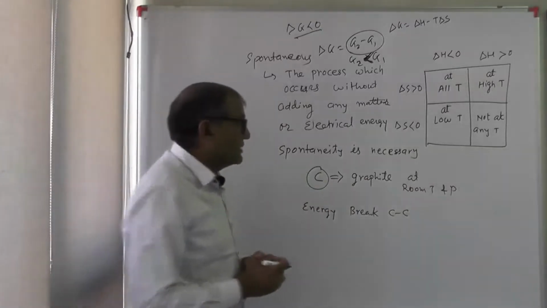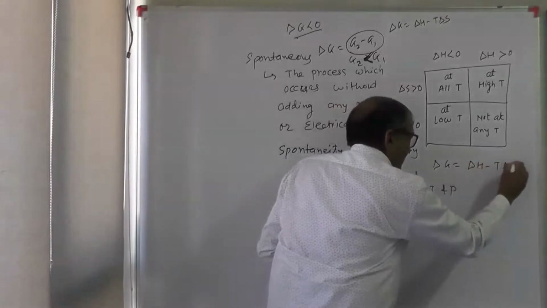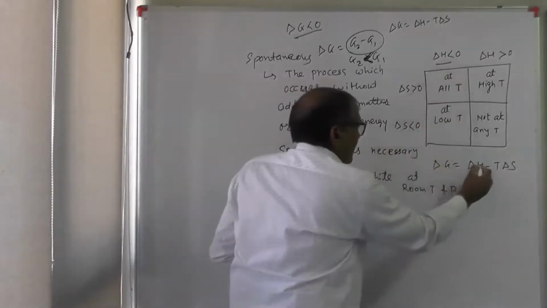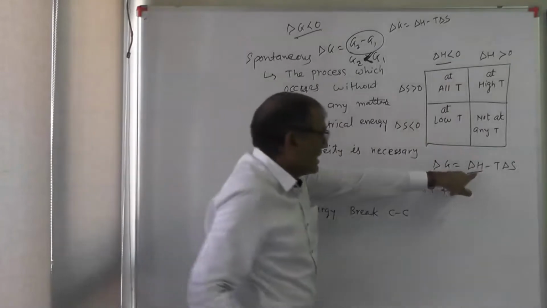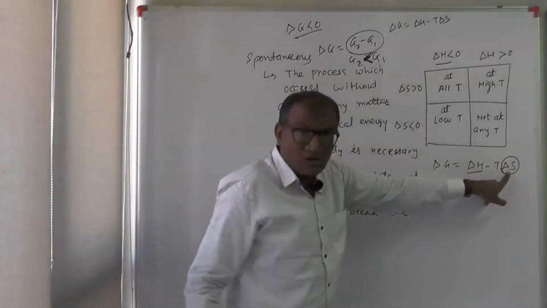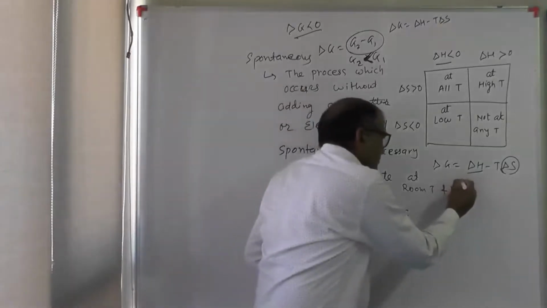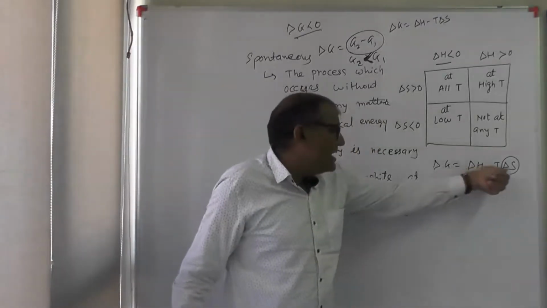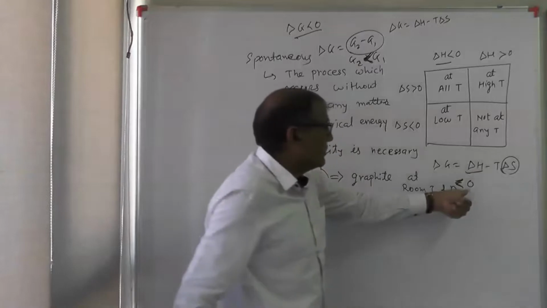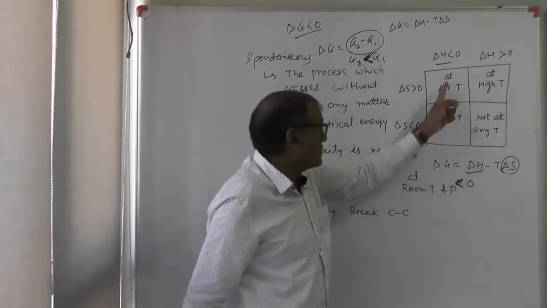What are the different conditions? Delta G, I know that is delta H minus T delta S. How can it be negative? The first condition is if delta H is less than 0, meaning negative, and delta S is greater than 0, always positive. In that case, if you take any temperature, this would be always negative, because this is negative and this is positive. So the final answer would be always negative. So at any temperature, this would be a spontaneous process.